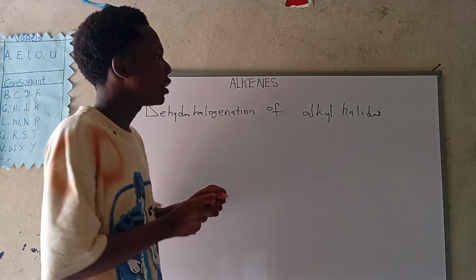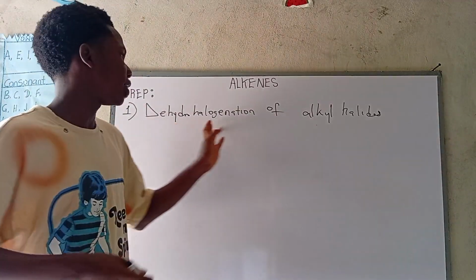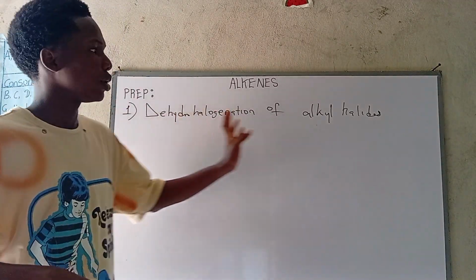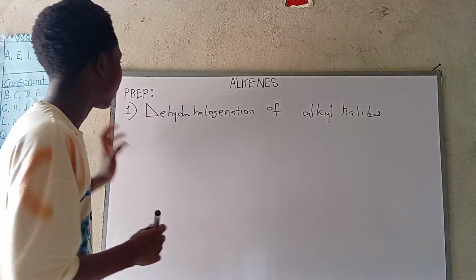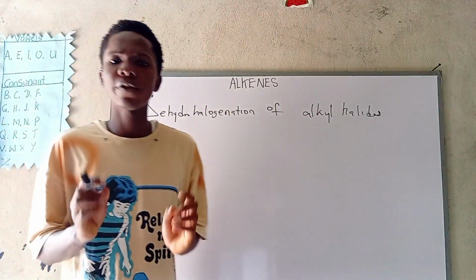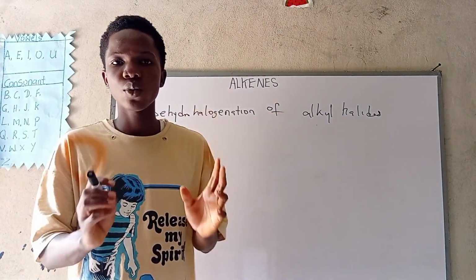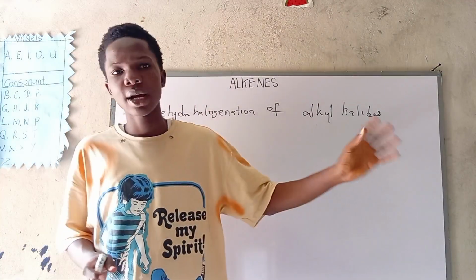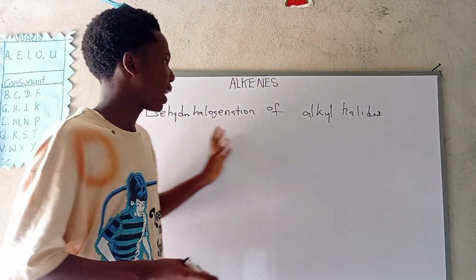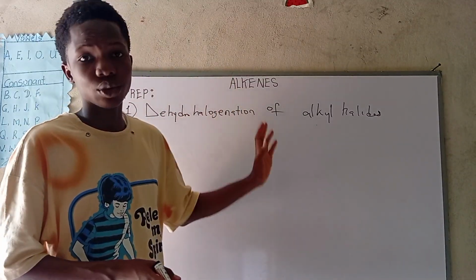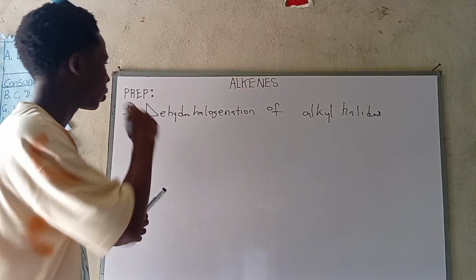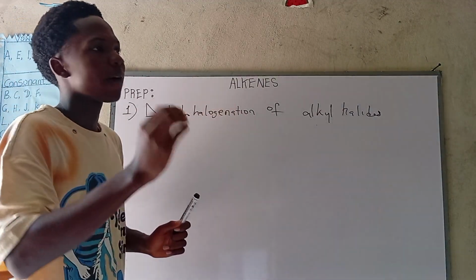Okay, I believe we already know what halogenation means. The hydro, we already know this term since we watched the former video. So now let's just dive into this. First of all, before we do anything, we have to write out the general formula used to prepare these alkenes with this particular method. So now, first of all, the dehydrohalogenation of alkyl halides.